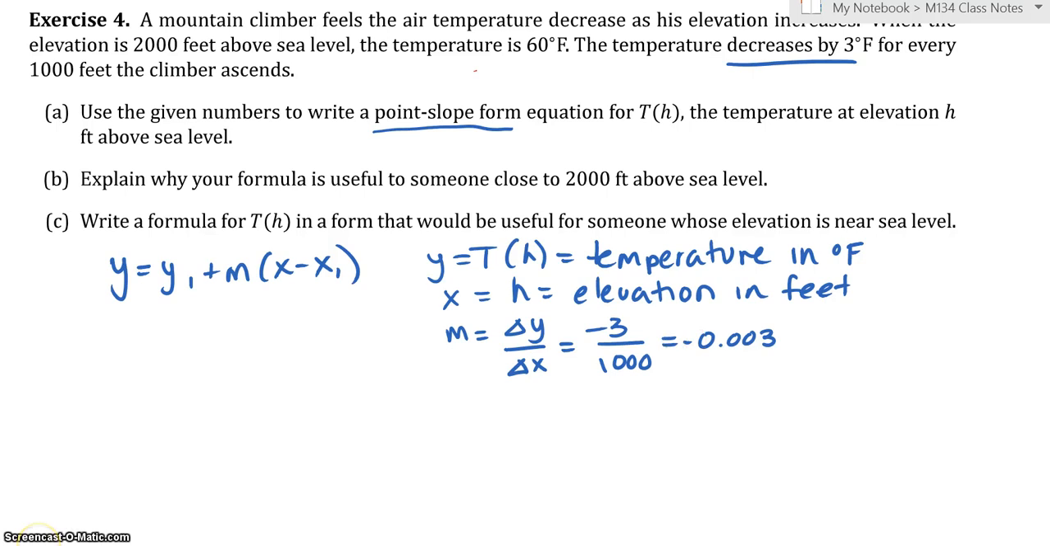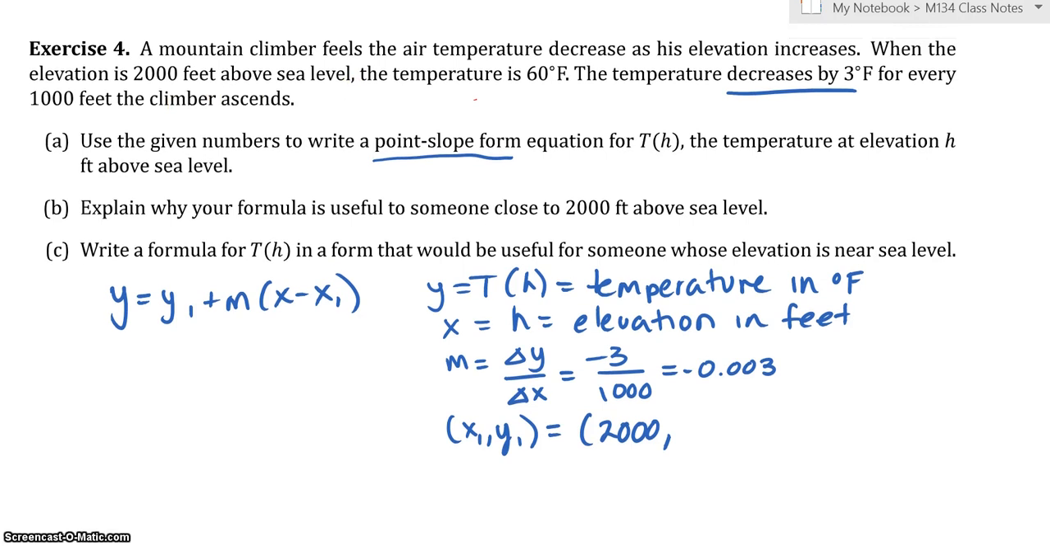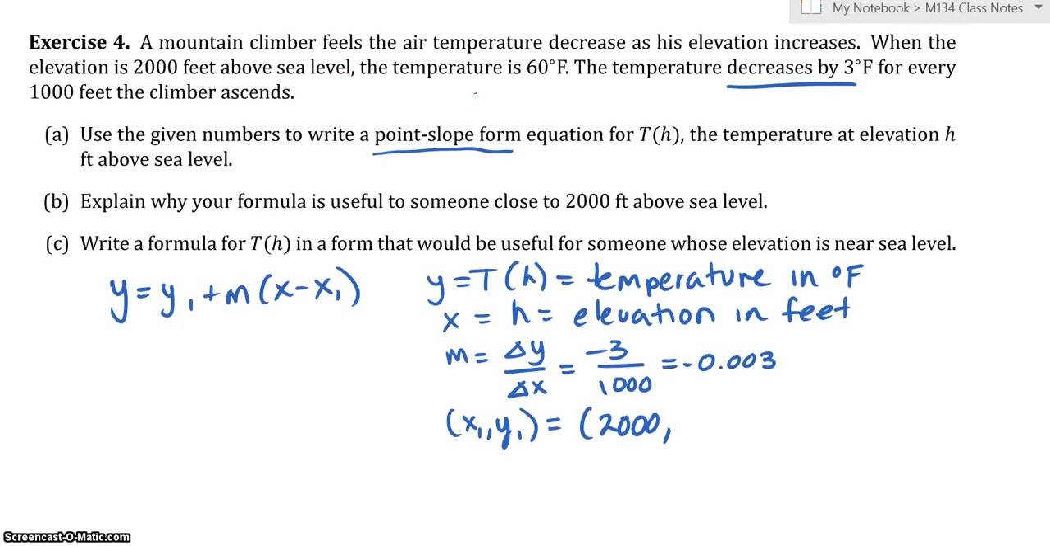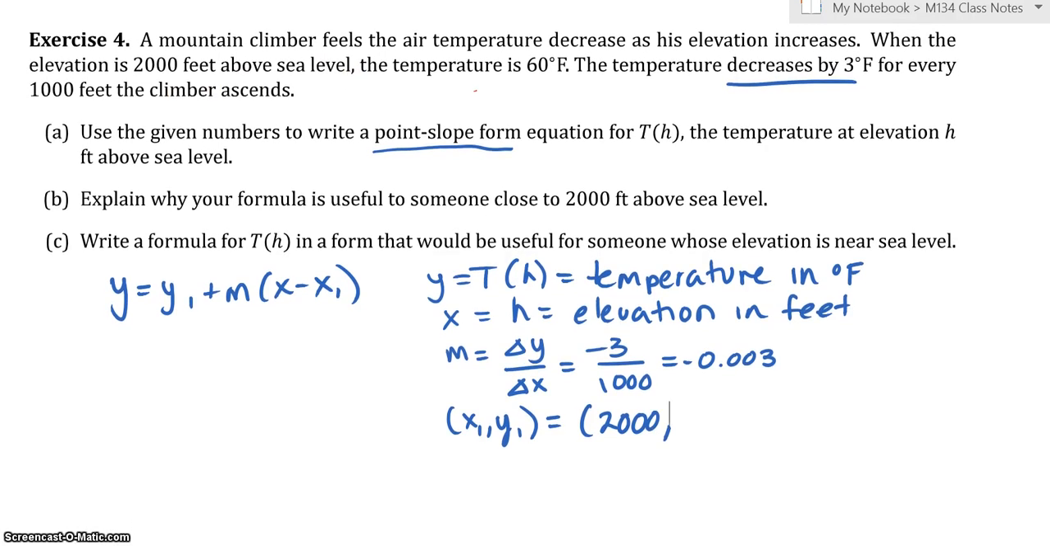We also need a point. This is very tricky, right? We need an x1, y1. The x is the elevation, so don't get these confused. A lot of people want to put 60 here. So this is going to be 2,000. The elevation is a point, because it says here, when the elevation is 2,000 feet, the temperature is 60. So that is a point.